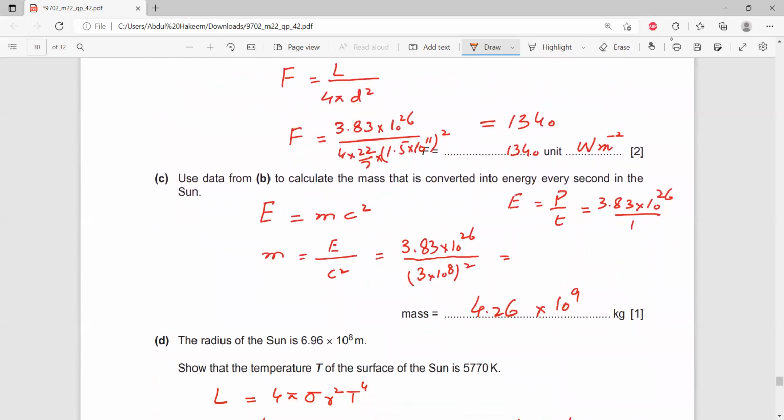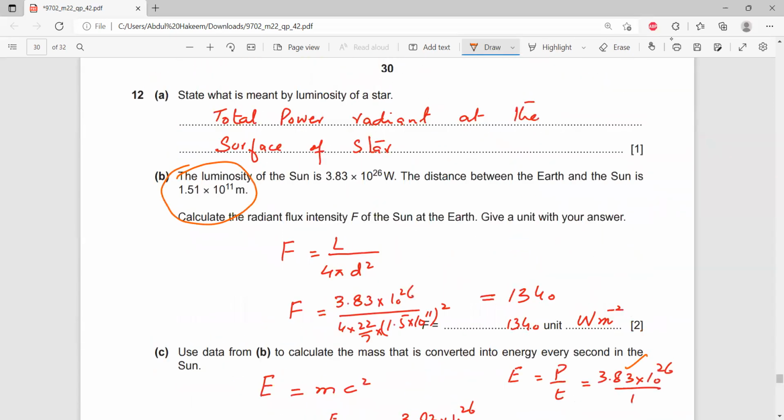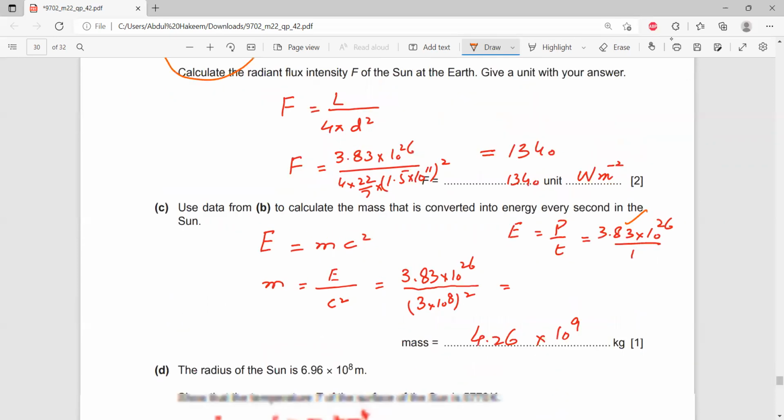Use the data to calculate the mass that is converted into energy every second in the sun. Energy is equal to mc², and m is equal to energy divided by c². Energy is power multiplied by time. The radiant power is given as 3.83 × 10^26, and the time is 1 second, since power is equal to energy divided by time. So energy is equal to 3.83 × 10^26 × 1 second, and m is that divided by the speed of light squared, (3 × 10^8)². The answer is 4.26 × 10^9 kg of mass converted into energy.